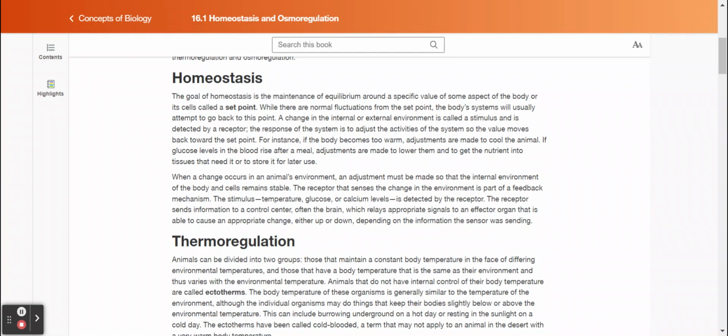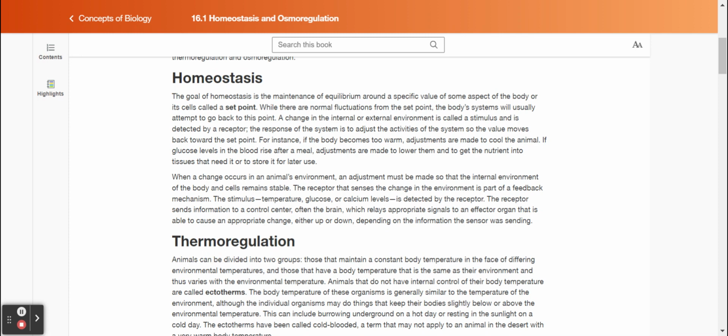Homeostasis. The goal of homeostasis is the maintenance of equilibrium around a specific value of some aspect of the body or its cells, called a set point. While there are normal fluctuations from the set point, the body's systems will usually attempt to get back to this point. A change in the internal or external environment is called a stimulus and is detected by a receptor. The response of the system is to adjust the activities of the system so the value moves back toward the set point. For instance, if the body becomes too warm, adjustments are made to cool the animal.